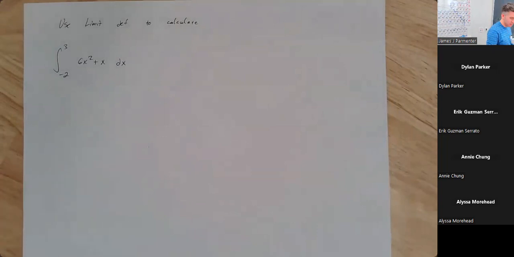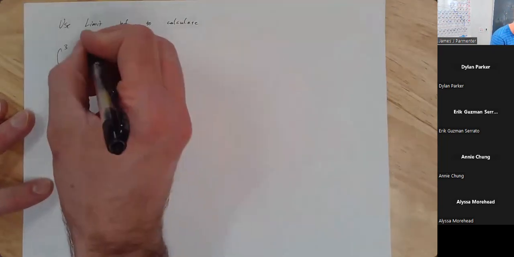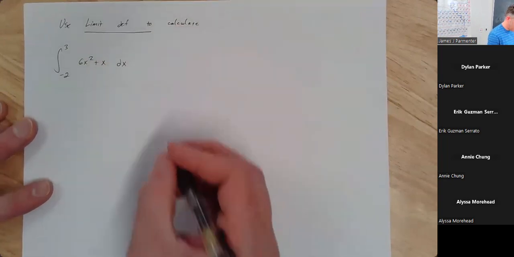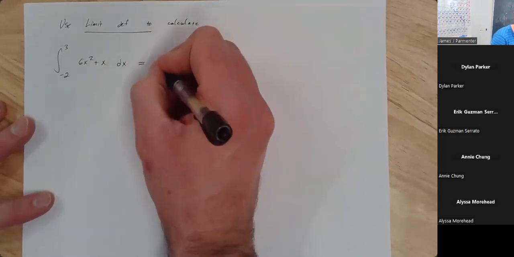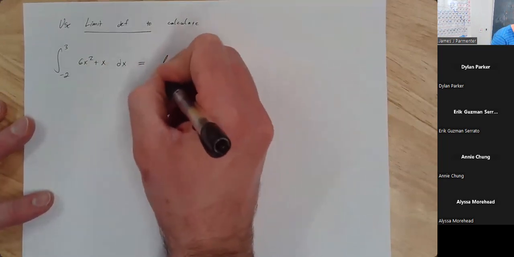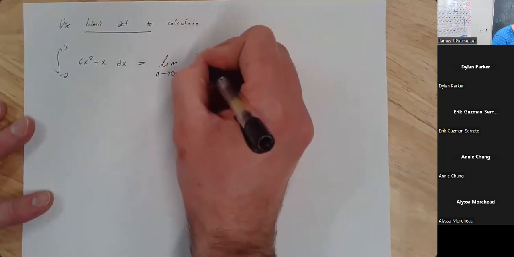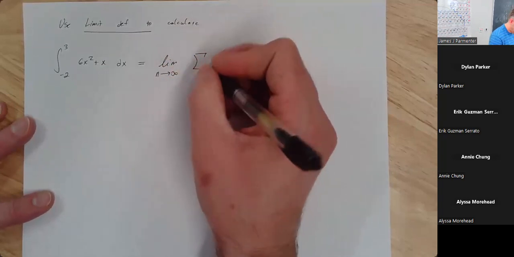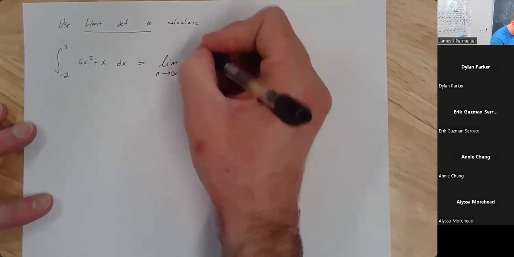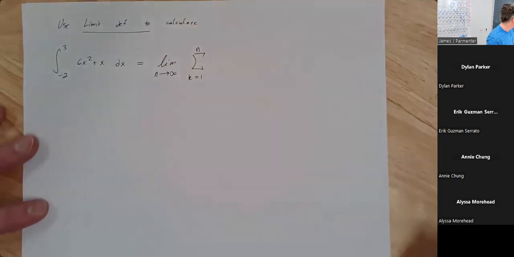Let's just do it. So whenever I see use limit definition, I'm thinking, all right, that's going to be the limit as n goes to infinity of the sum. I like k, you can use i or j or whatever. And k equals 1 to n.